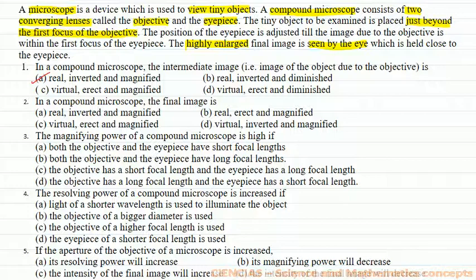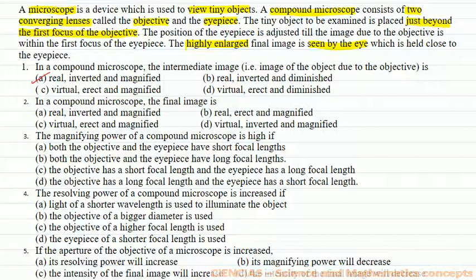Now in question number 2, in a compound microscope the final image is. Now the final image is formed by the eyepiece, which is in between objective and eyepiece. That means the image is on the same side as that of the eye; object and image are on the same side. So option A says real, inverted and magnified. Option B says real, erect and magnified. Option C says virtual, erect and magnified, and option D says virtual, inverted and magnified.